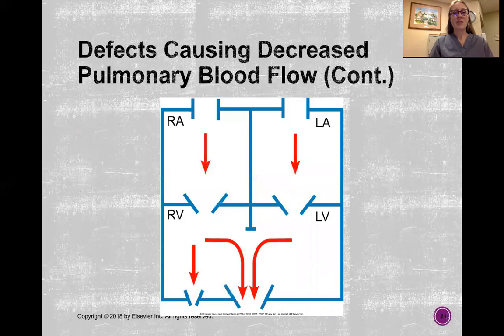Here's another visual of the decreased pulmonary flow. So as you can see, we have blood going from the right atrium to the right ventricle, and from the right ventricle and the left ventricle, we're going out to the system, whereas just a little bit of the blood is going into the pulmonary blood flow.